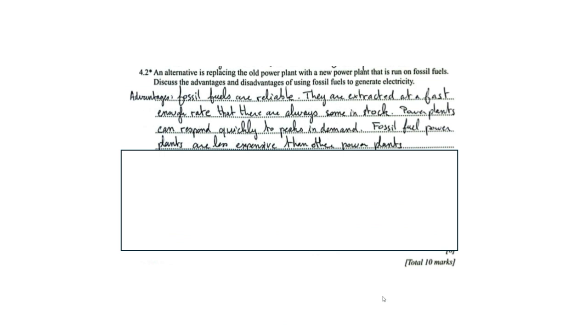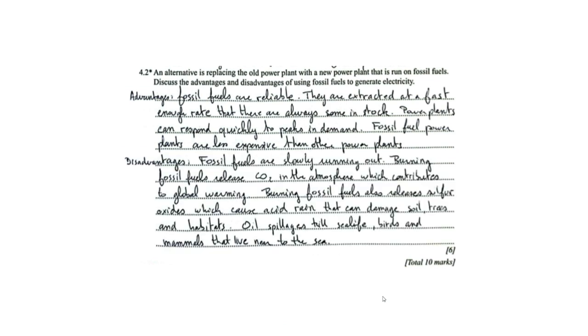So those are the advantages. Disadvantages: they're slowly running out, and also burning fossil fuels releases CO2 into the atmosphere, which contributes to global warming. You can also release sulfur oxide, which causes acid rain that can damage the soil, trees, and habitats. You can also have some oil spillages that kill sea life, birds, and mammals that live near the sea.